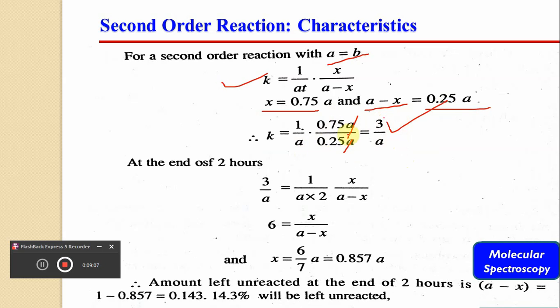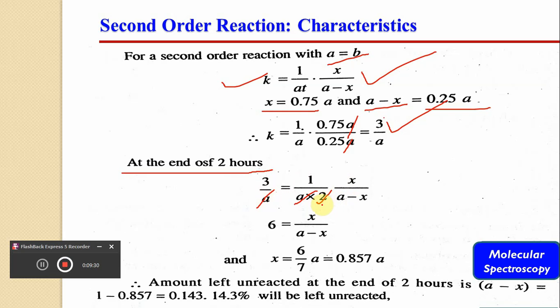And if we put k is equal to 3 upon a in the second case, what will be the value of x after 2 hours? So time will be 2. Again with this equation, a will remain as it is, x upon a minus x, and k is equal to 3 by a. So this a and this a will get cancelled, and only 3.